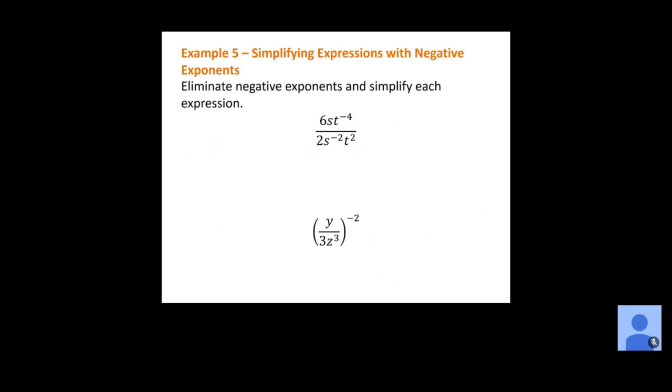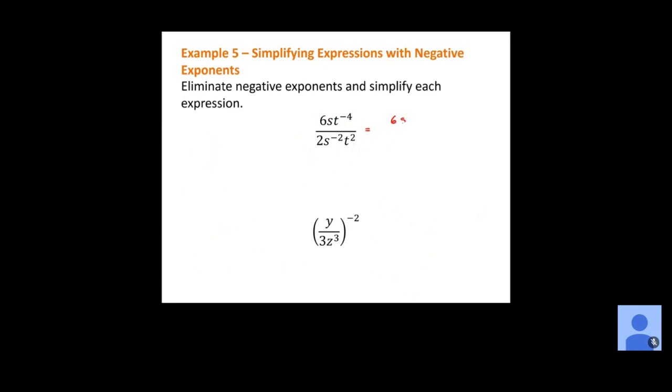All right. So now we've got some negative exponents in here, some fractions to deal with. So they tell us to eliminate the negative exponents first, and then we'll simplify from there. So if we look at this first one, what are we going to want to move first? Good. So all the negative exponents are going to get moved. So that t to the negative fourth in the numerator, we can move it to the denominator to make it a positive. Same thing with the s to the negative 2 in the denominator. We can move it to the numerator and make it a positive exponent. So that's my first step.